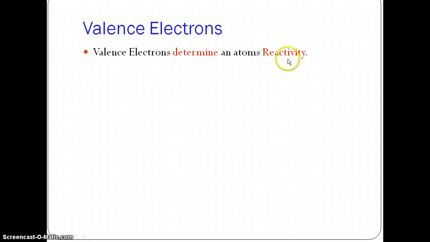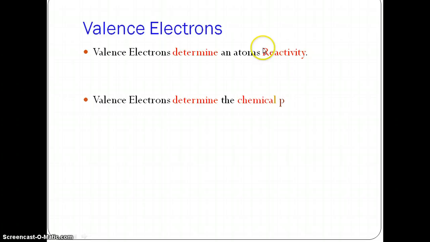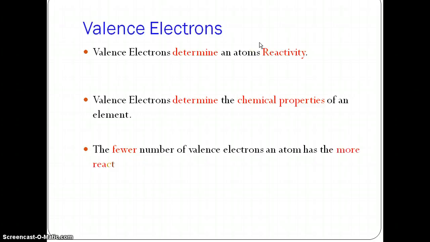Valence electrons determine an atom's reactivity. Valence electrons determine the chemical properties of an element. The fewer number of valence electrons an atom has, the more reactive it is. What is the reason for this? Well, if you remember from today's activity, the Where's Al activity, remember all those cousins that you had to cut out? Some of them were happy, some of them were sad.